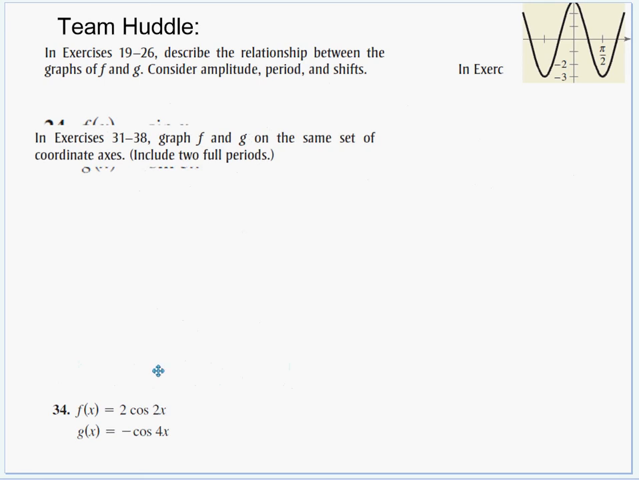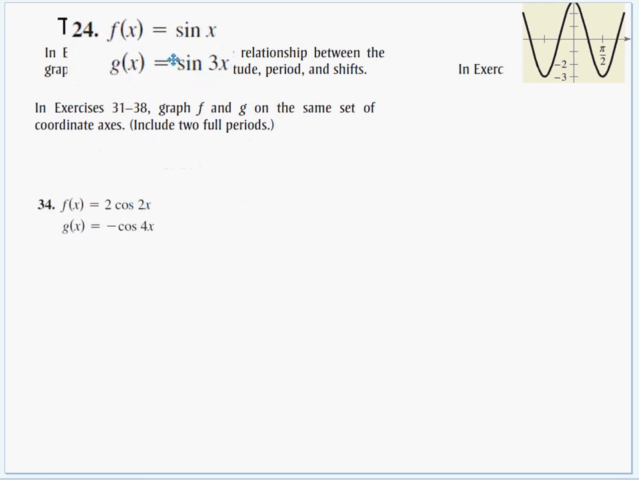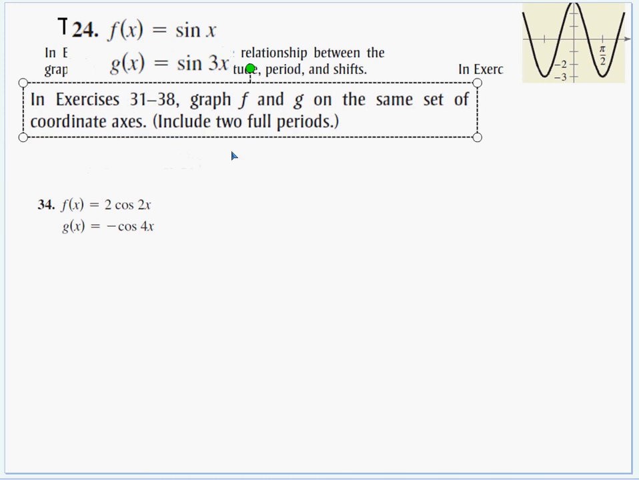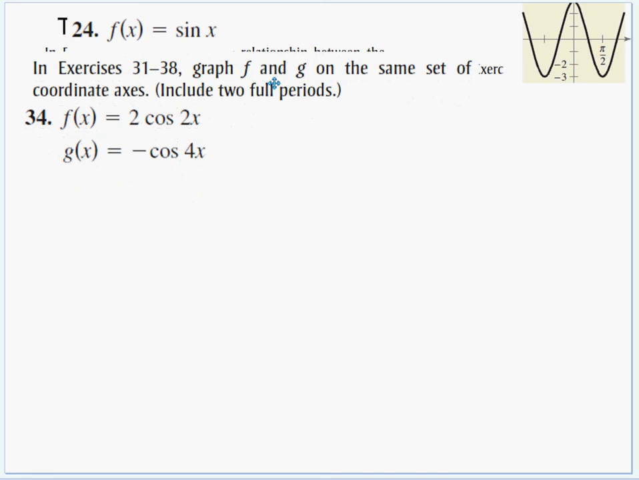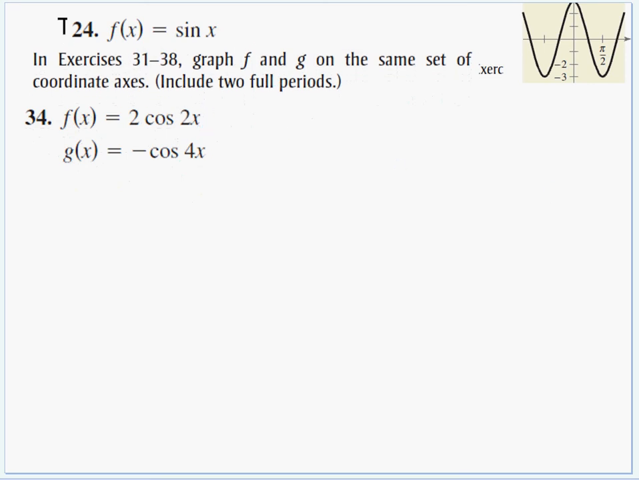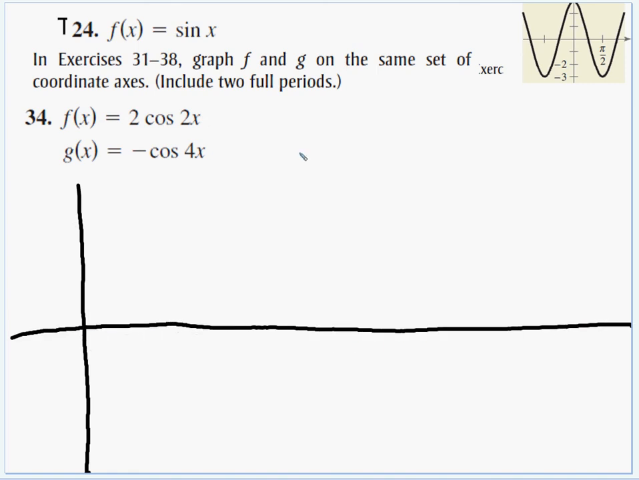Okay, now here we actually get to graph some. Graph them on the same axes, include 2 full periods. Well, this top one here is going to have the bigger period, so we'll do that one first. There we go. And I'll do this one here in red. Our biggest number between these is 2, so that's going to be as high as we go to, as low as we go to -2.